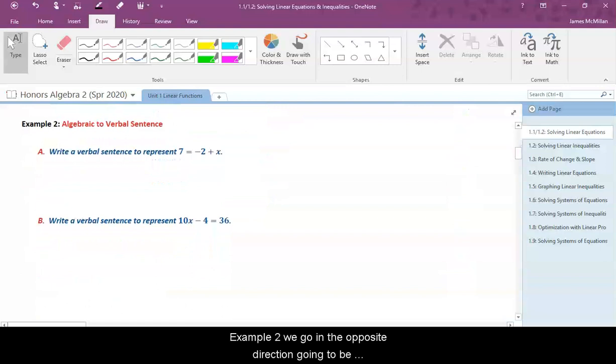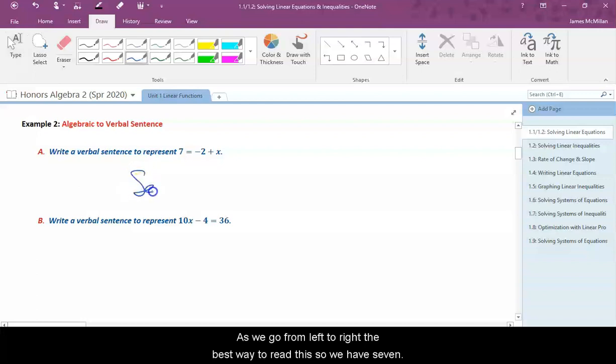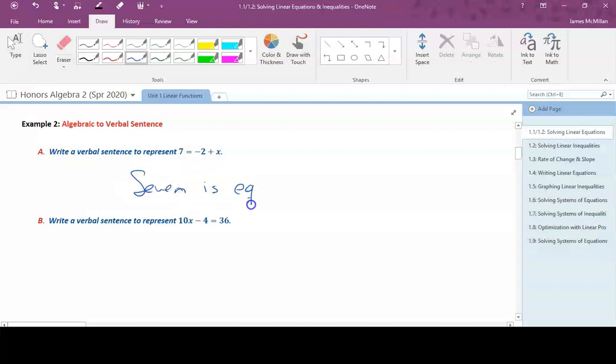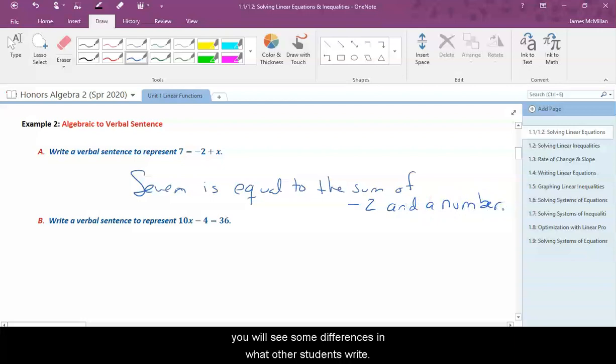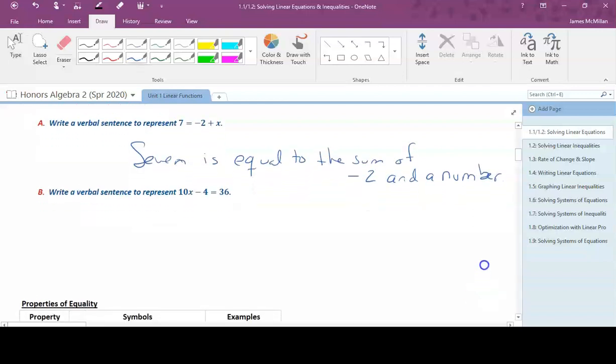Example 2, going the opposite direction. We want to be able to translate this from an algebraic equation, in this case, to a verbal sentence. And so as we go from left to right, that's the best way to read this. So we have 7 is equal to negative 2 plus x, or we could say the sum of negative 2 and a number. Now, when we translate from algebraic to verbal, you will see some differences in what other students write. So again, some people might say the sum of negative 2 and a number. Others might say negative 2 plus a number. But again, order matters, operations matter, but we do have some play in what terms we use to get there.